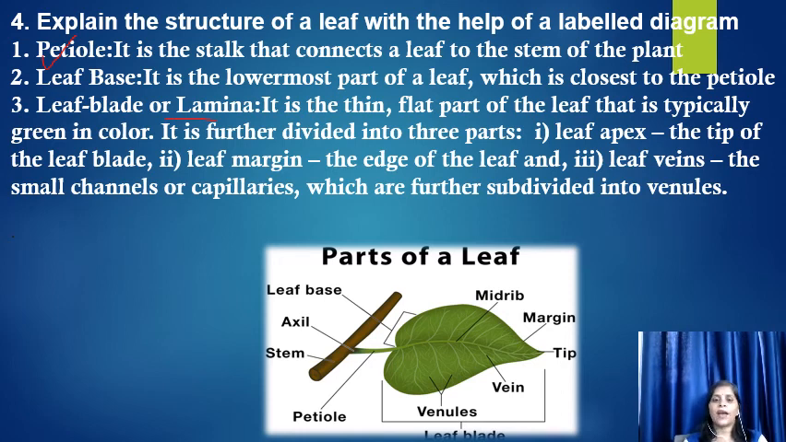It is further divided into three parts. Leaf apex: the tip of the leaf is known as the leaf apex. Leaf margin: the edge of the leaf. And the leaf veins: the small channels or capillaries which are further subdivided into venules. You can see over here. These are the veins.